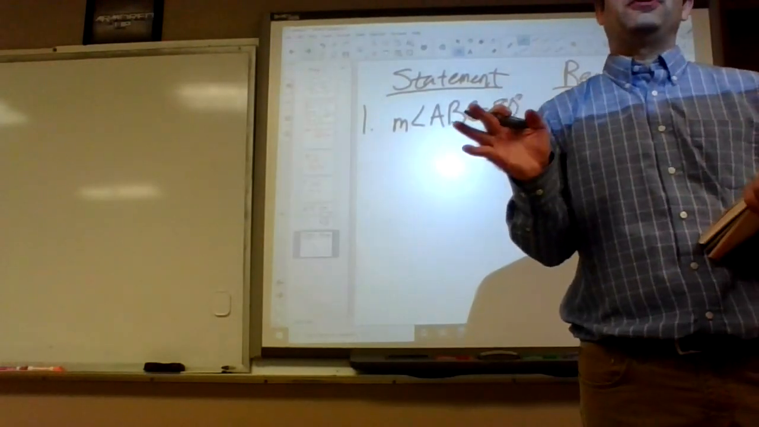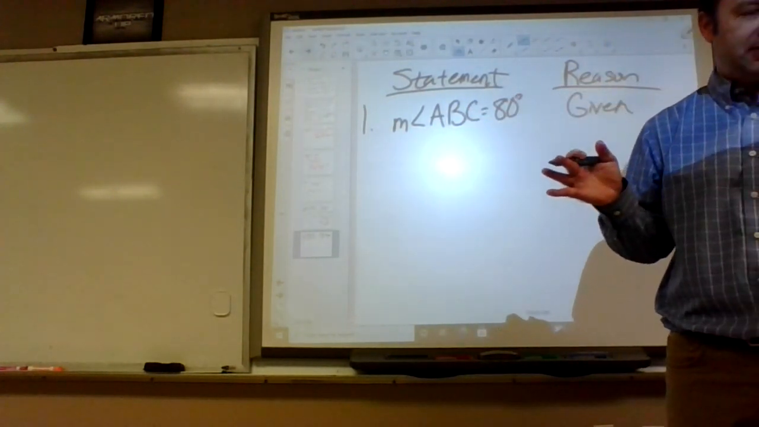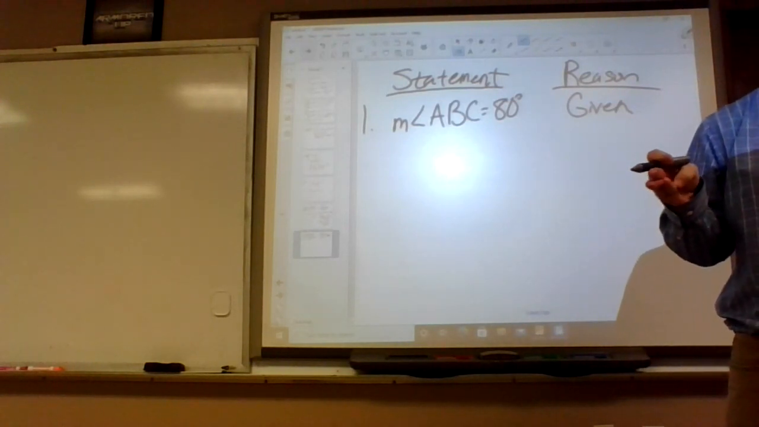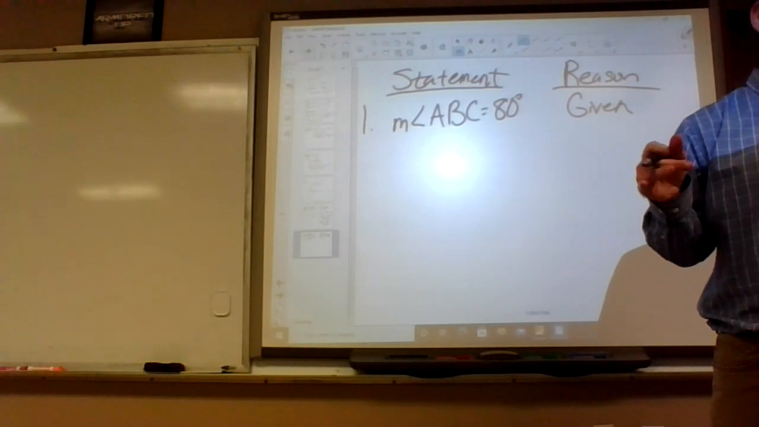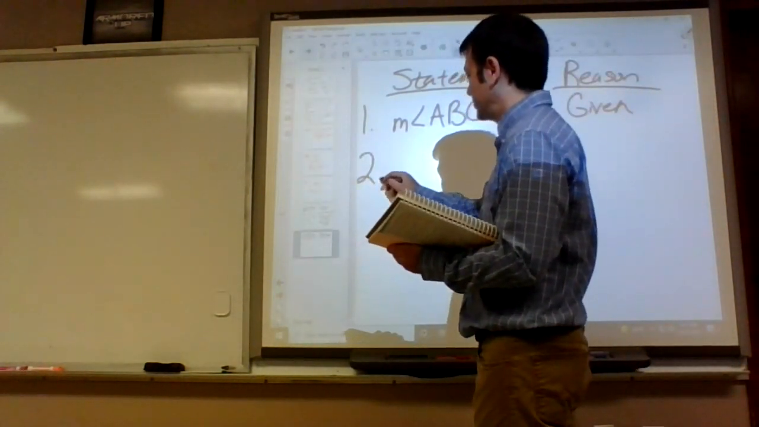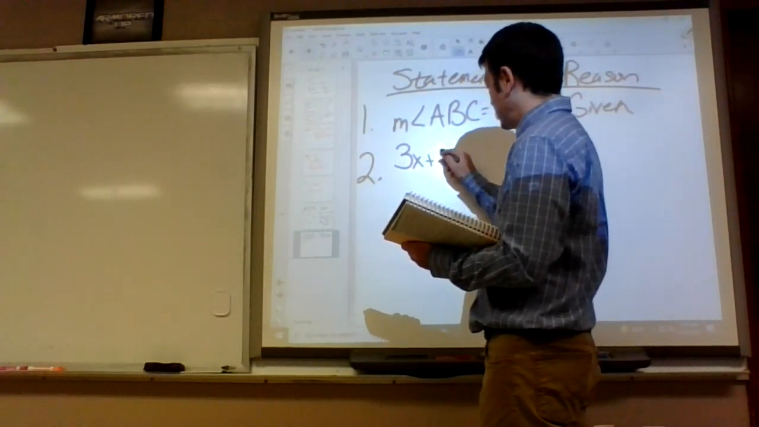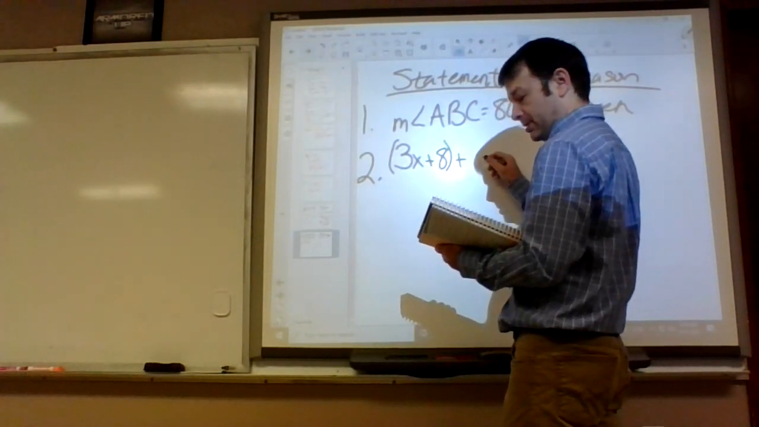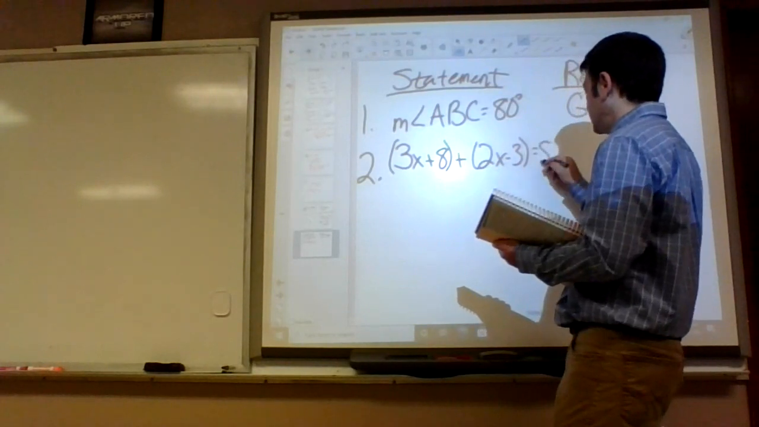Wait a minute. Forget it's a proof for a second. If I know angle ABC, do you guys see ABC in the picture, is 80, then what can I say next? ABD plus DBC equals 80. Yes, or let's do the algebra version of that. 3x plus 8 plus, I guess I'll put parentheses, 2x minus 3 equals 80.